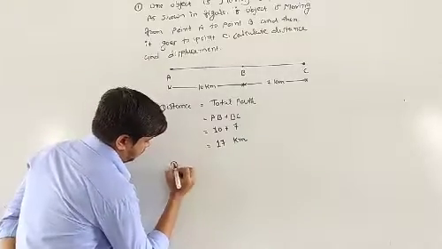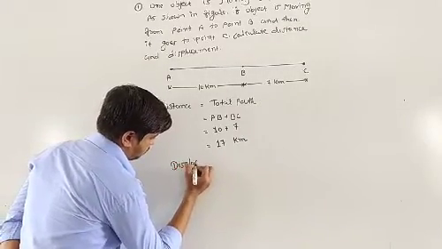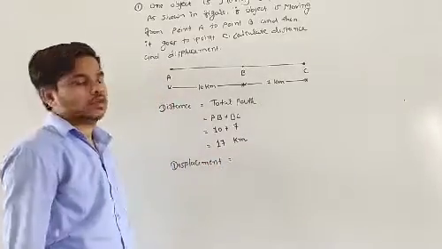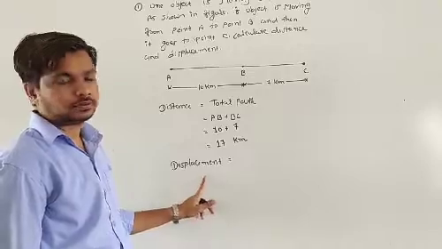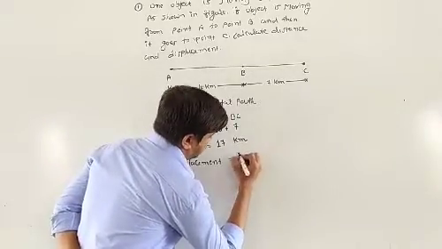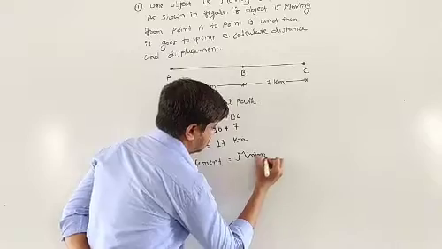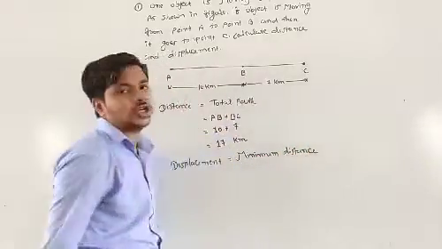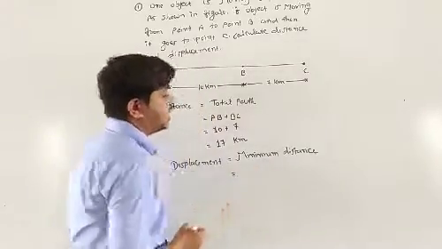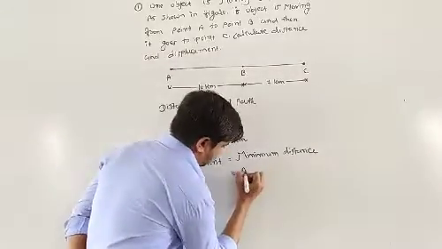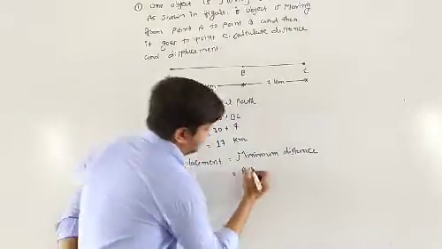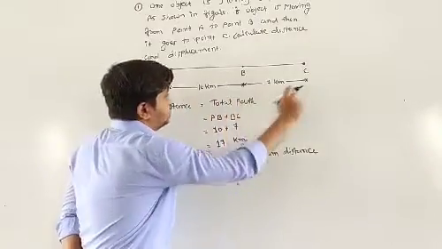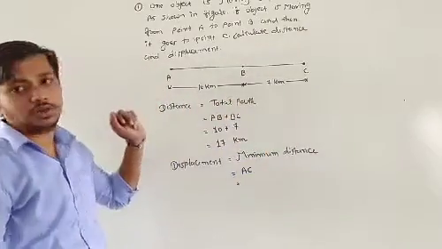Now displacement. What is displacement? Minimum distance from initial to final position. Which one is the initial position? A. Which one is the final position? C. The distance between A and C. What is the distance between A and C? In total, it's 17 kilometers.